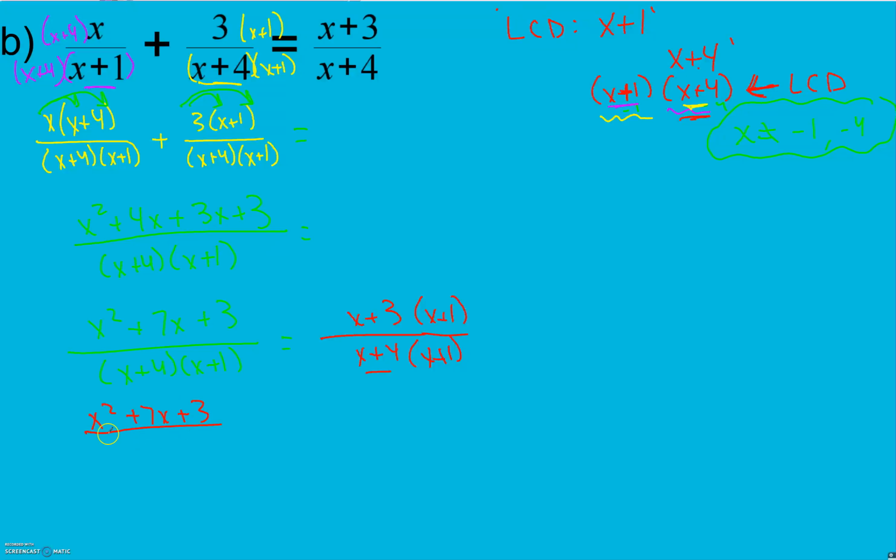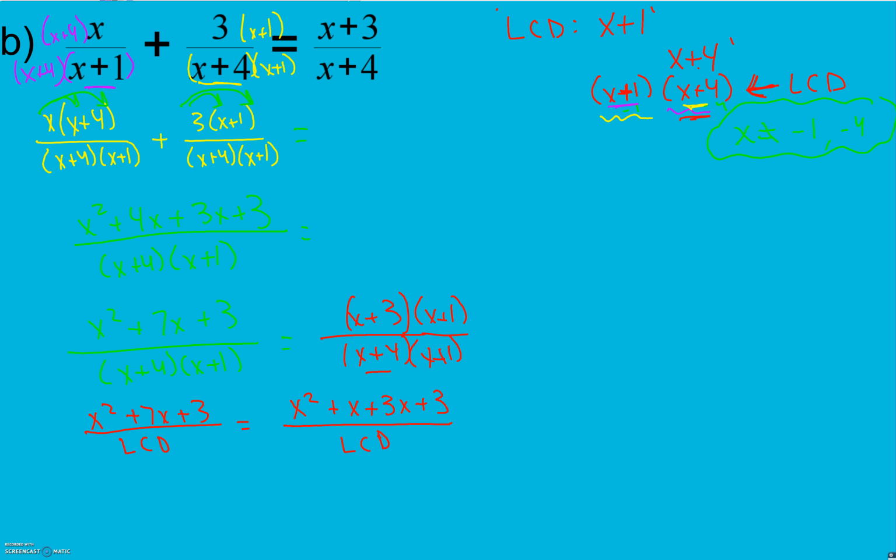Just going to rewrite this one more time over my LCD. Here I can FOIL x squared plus x plus 3x plus 3 over my LCD. And I switched it to writing it over LCD for two reasons. One, to save time, and two, because I know those are the same.